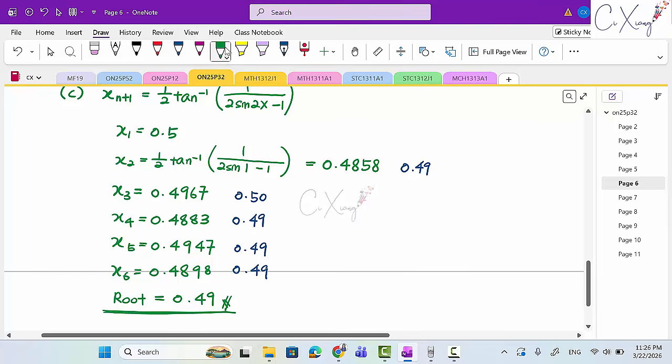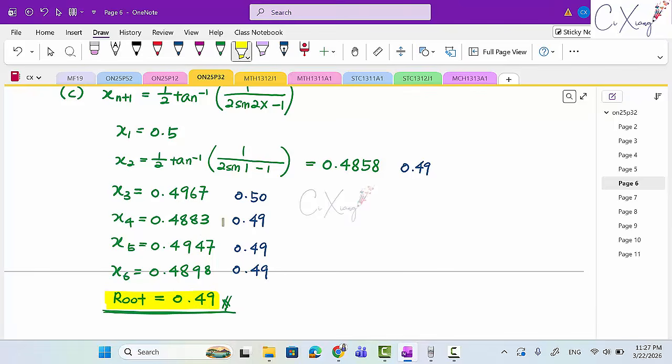So again, to get this answer, just make sure every time your iteration, when you write out, it should be in 4 decimal places, according to the question, right? Then to check for the final answer, you check 2 decimal places answer until it is repeated. So this is how we solve question number 6.